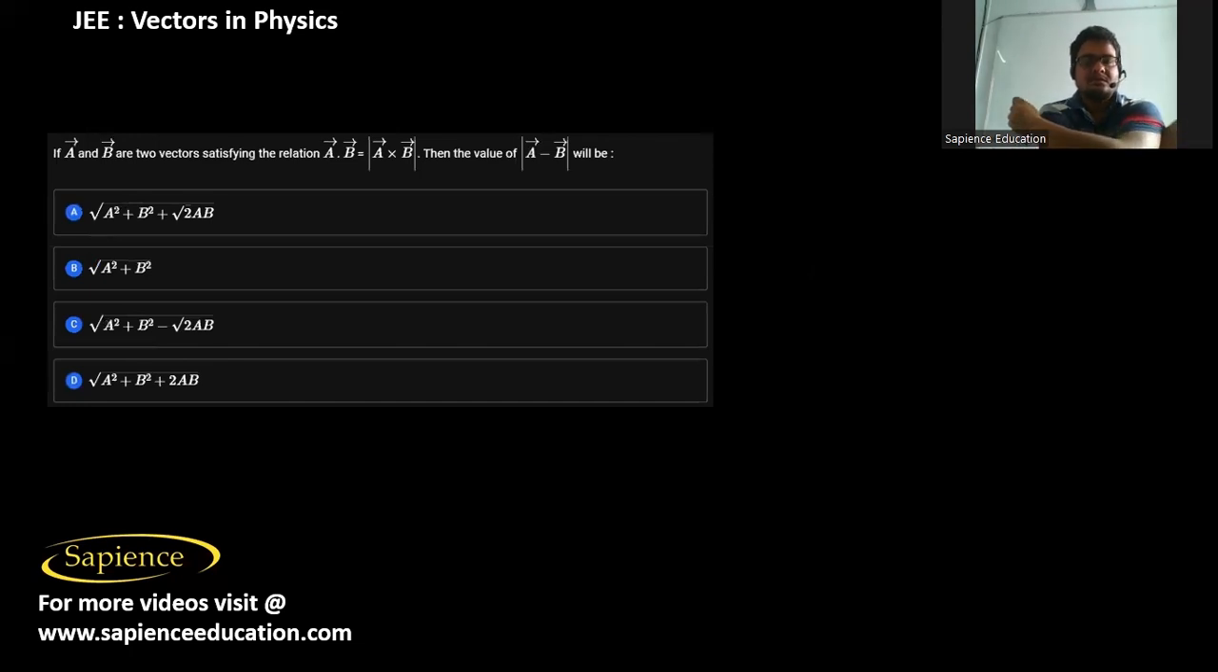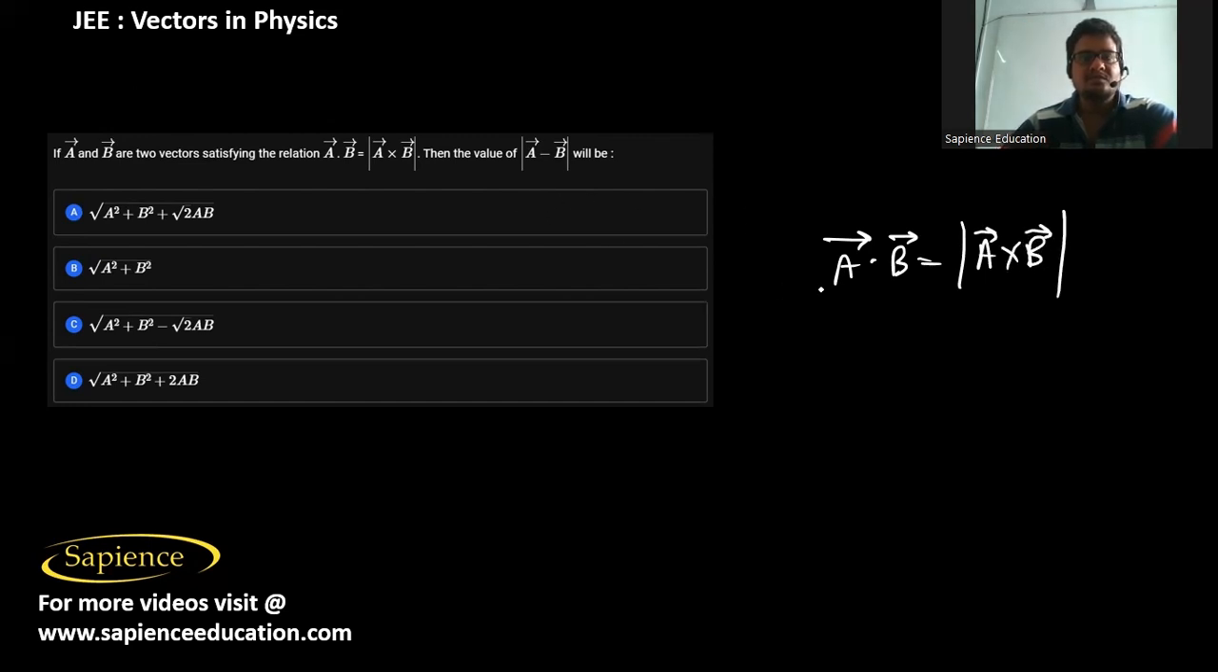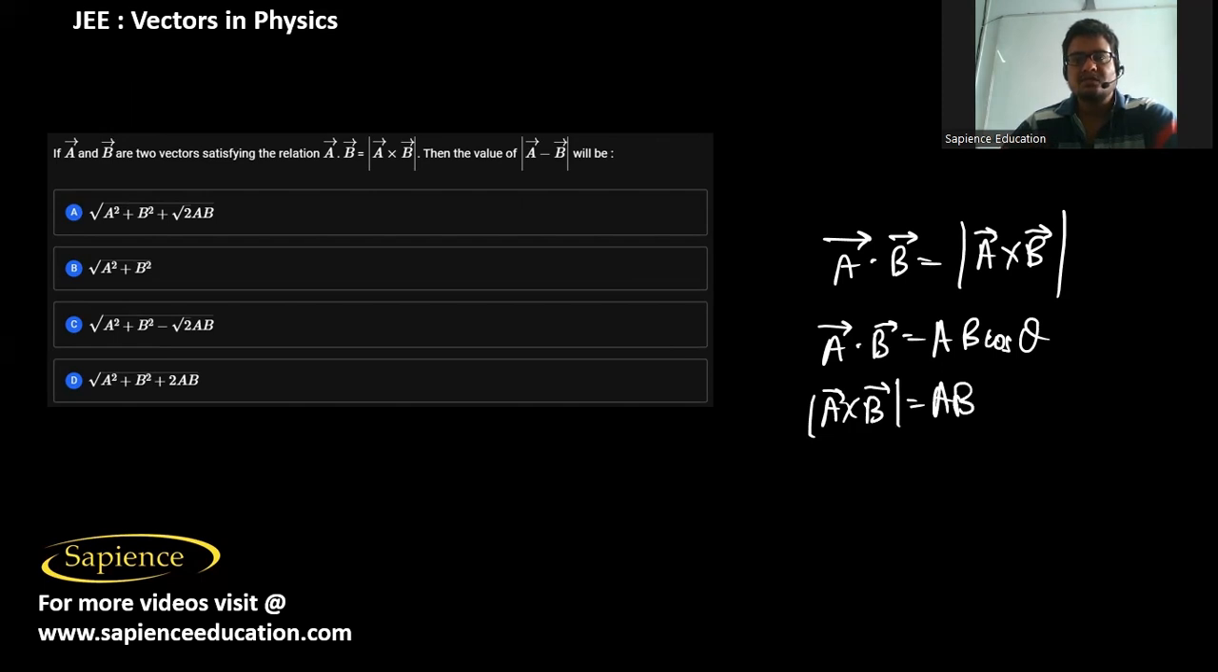Then here it is told that A and B are two vectors satisfying the relation A dot B equals magnitude of A cross B. Then the value of magnitude of A minus B will be, now A dot B will be equal to AB cos theta, and magnitude of A cross B is equal to AB sin theta, where A and B are magnitudes of A vector and B vector. So A cross B is AB sin theta.